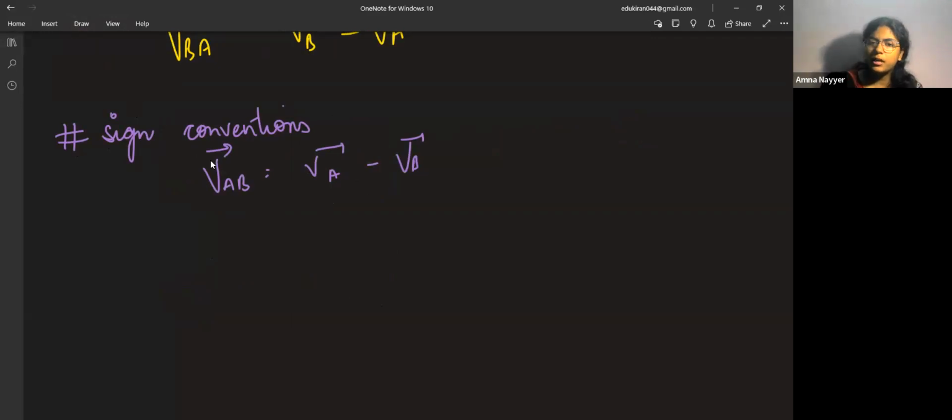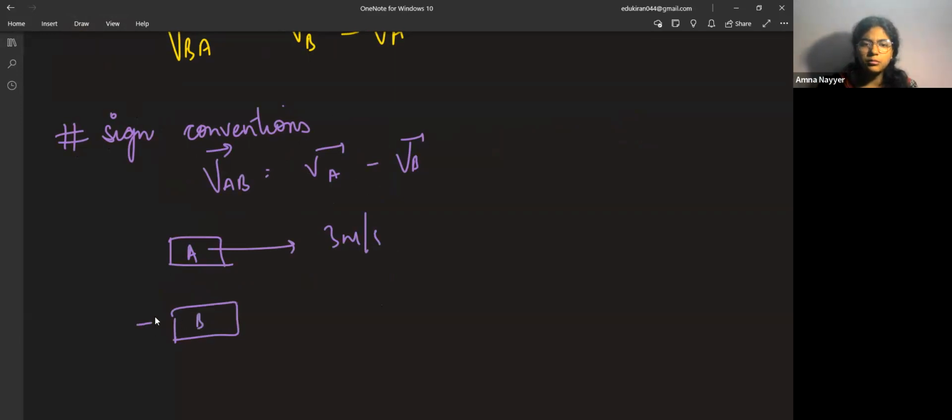If this is the formula, car A is moving with velocity 3 meters per second towards the right. This is car B, moving with velocity, let's say, 1 meter per second towards the left. Now, according to this formula, what should have been the answer? A is 3, B is 1, 3 minus 1, 2 meters per second. This should have been the answer if I don't consider the sign conventions.